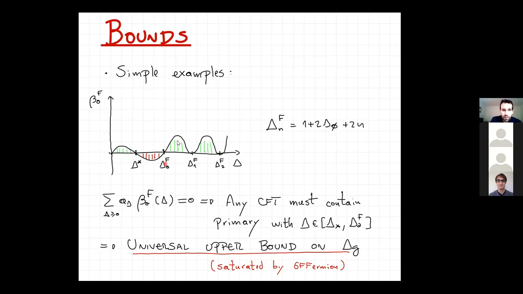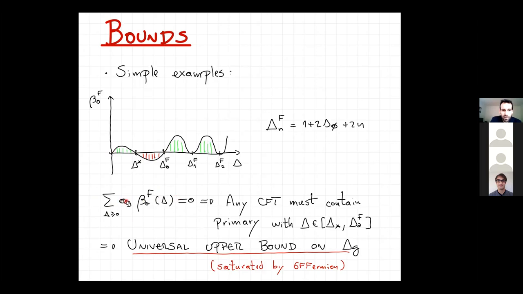Once you plot it, you see indeed that it has these double zeros. It turns out that it's always positive here. Then it has a first order zero here, then there's a negative region, and then it goes back to being zero at zero. Okay, so now let us look at the sum rule associated with this functional. It tells us that when we sum the OPE density convolved with this functional action, it has to give zero.